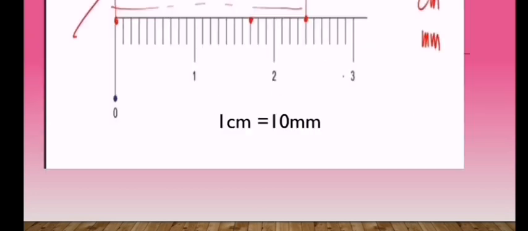Now let's have centimeters and millimeters. As I have told you earlier, 1 centimeter is equal to 10 millimeters. So when you cut that 1 centimeter, it has 10 lines. So that is 10 millimeters.